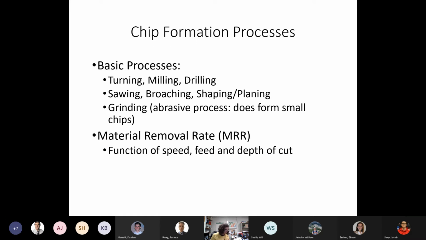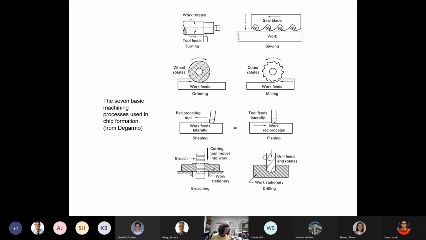Oh yeah, here we go. Okay, so we sometimes refer to the chip formation processes. Some books make a huge deal out of there being 7, and here they are. Here we even see the 7 basic machining processes.